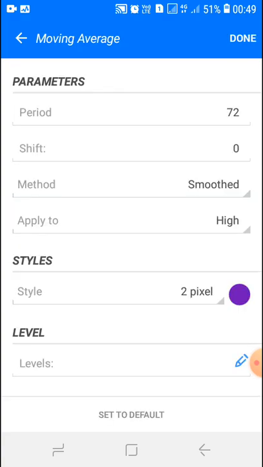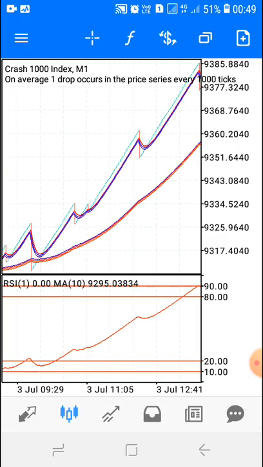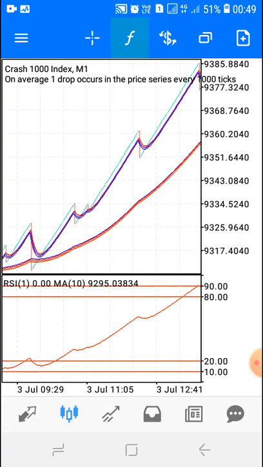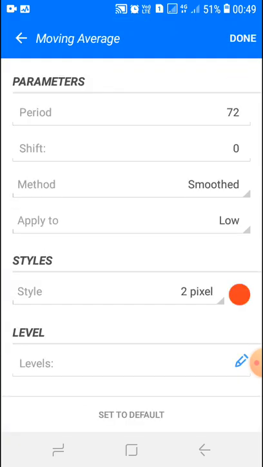And then we're going to need another moving average. The parameters should be like this: period 72, shift 0, method smoothed, apply to high, style 2 pixel, purple. And the same parameters: period 72, shift 0, method smoothed, apply to typical price, style 2 pixel, red. Then we need another moving average: period 72, shift 0, method smoothed, apply to low, style 2 pixel, red.